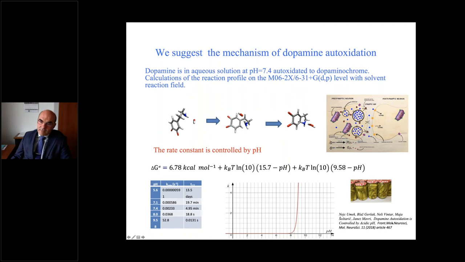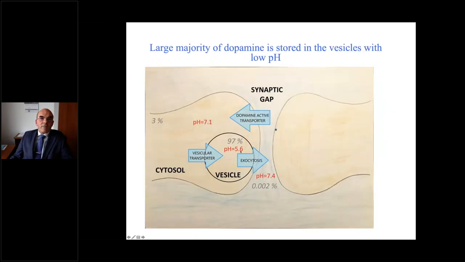So this was published in Frontiers in Molecular Neuroscience 2 years ago. So dopamine is stored in the acidic vesicles, where it can last for weeks, while if it is here, then it starts to decompose. Okay. So a large majority of the dopamine is stored in these vesicles, and of course you can change this by modulating the dopamine and the vesicular transporters.